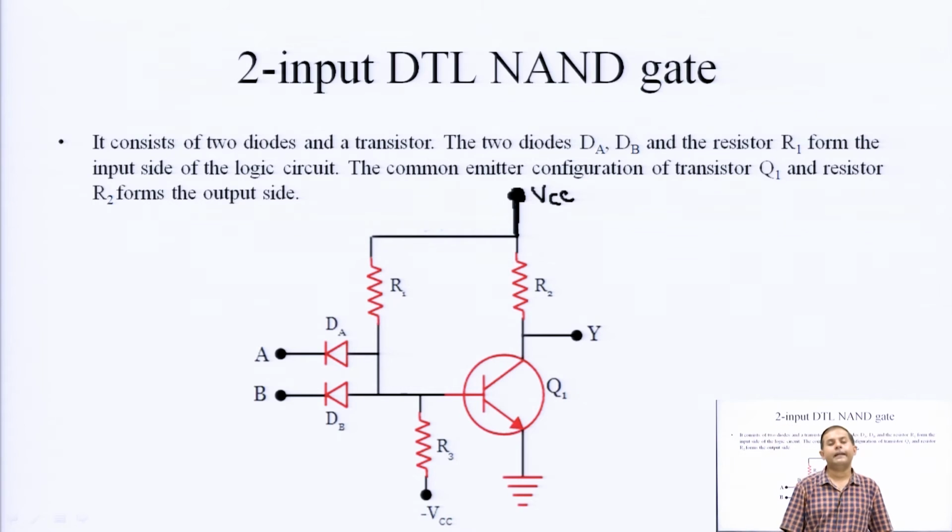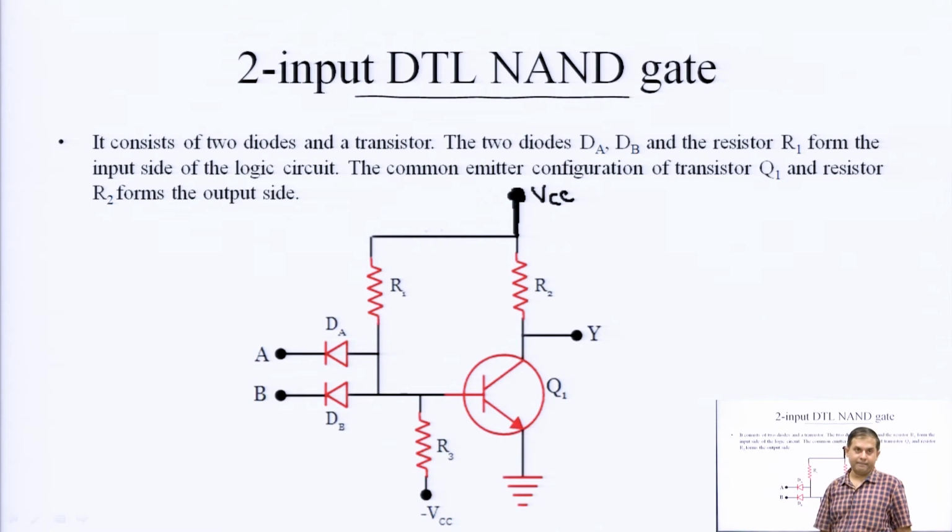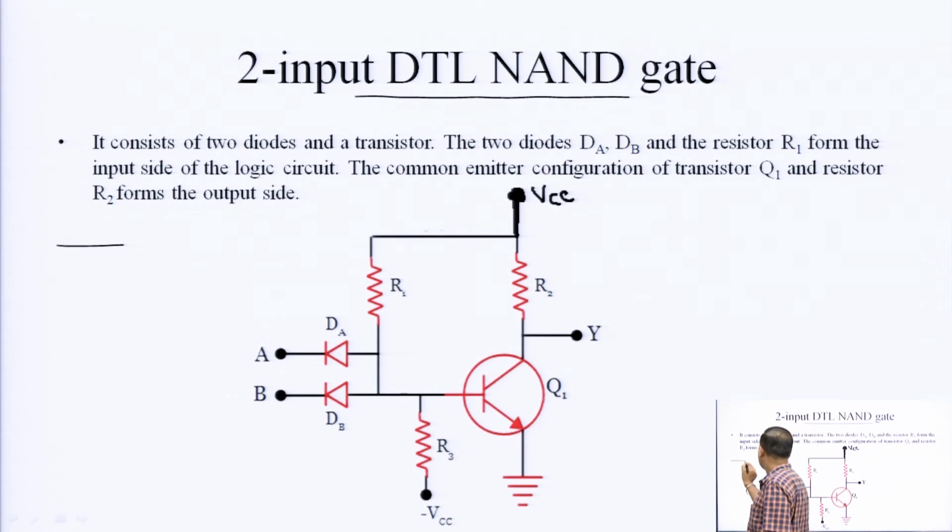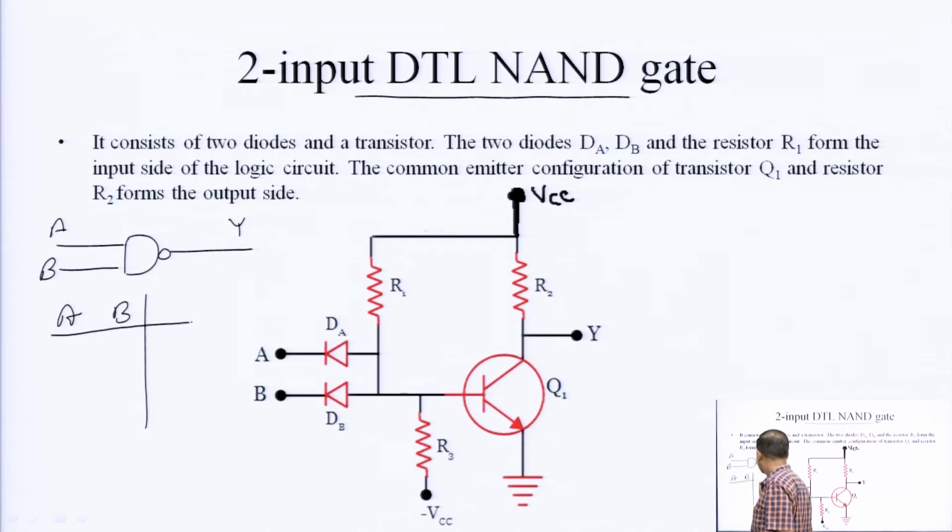Now let us discuss a circuit. Here we have taken a 2 input DTL NAND gate. First of all, we will draw the normal NAND gate. We know this is the normal NAND gate circuit with inputs A, B, and this is the output. What is the truth table? 0 0, 0 1, 1 0, 1 1.